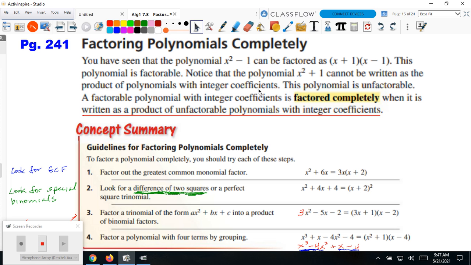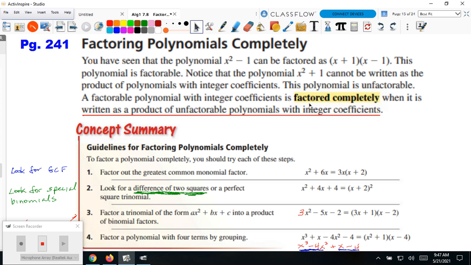But we also seen a couple like this. When there's an x squared plus 1, that can't be factored any further. You're done. That's as far as you can factor that. So it can't be factored anymore. So this polynomial is unfactorable when it's like that.